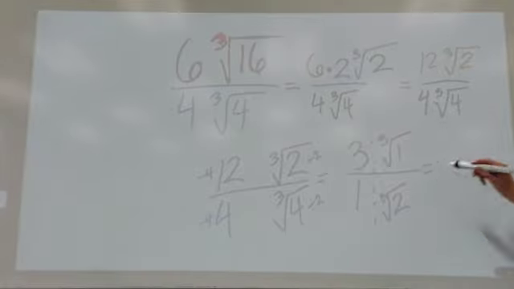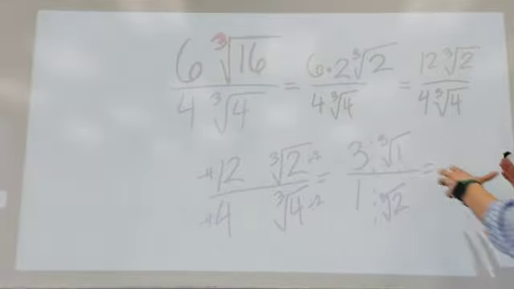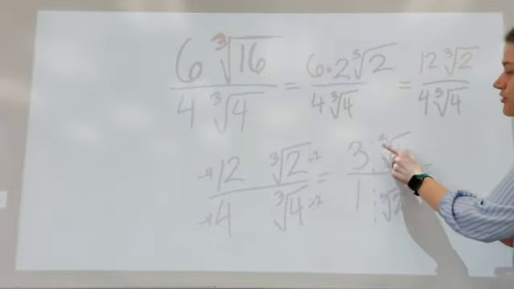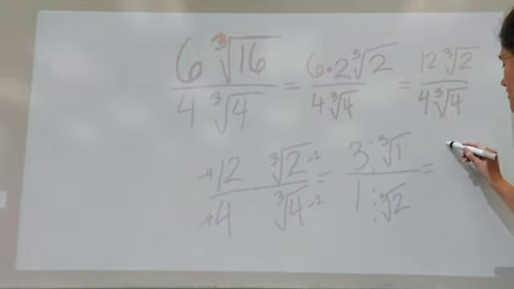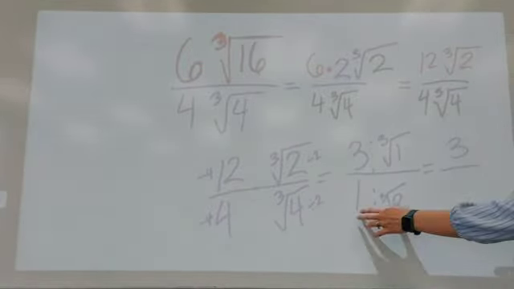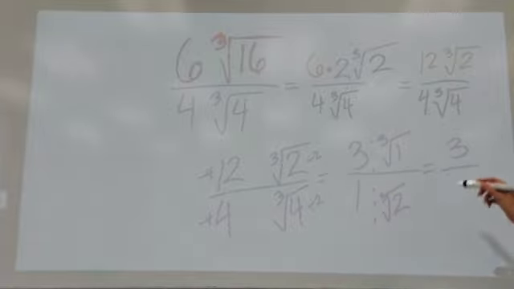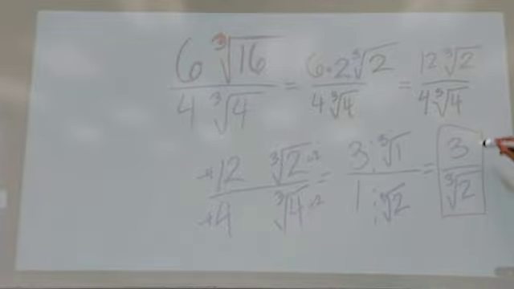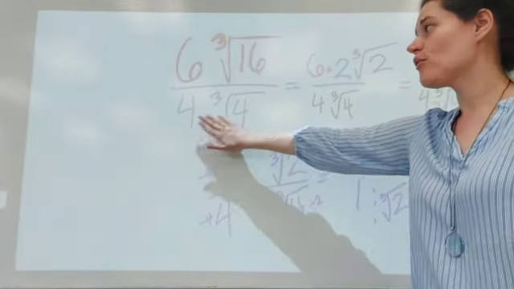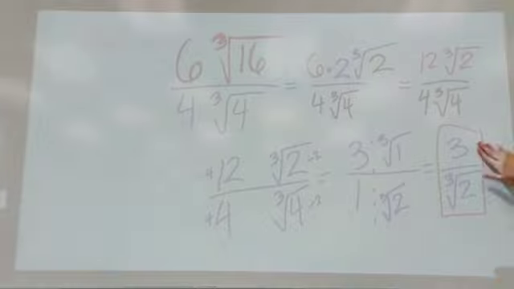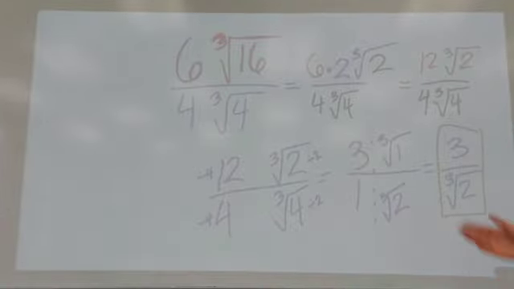Okay, so now let's just look at simplifying as much as we can here. The cube root of 1 is 1. So 3 times 1 is just 3, and then 1 times the cube root of 2 is just the cube root of 2. So then 6 cube root of 16 divided by 4 cube root of 4 equals 3 over the cube root of 2. So that is the final answer there.